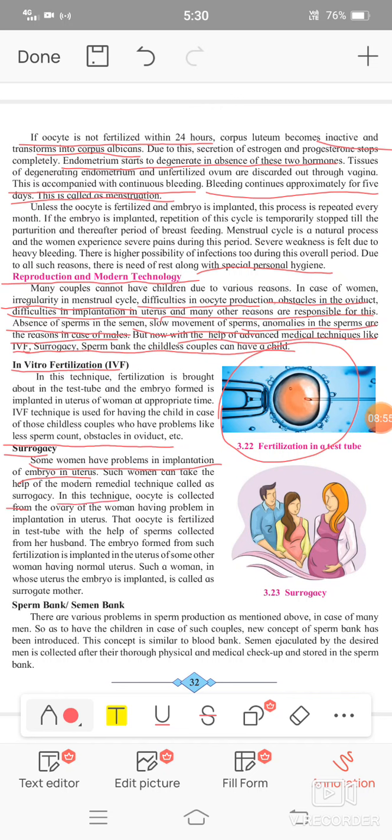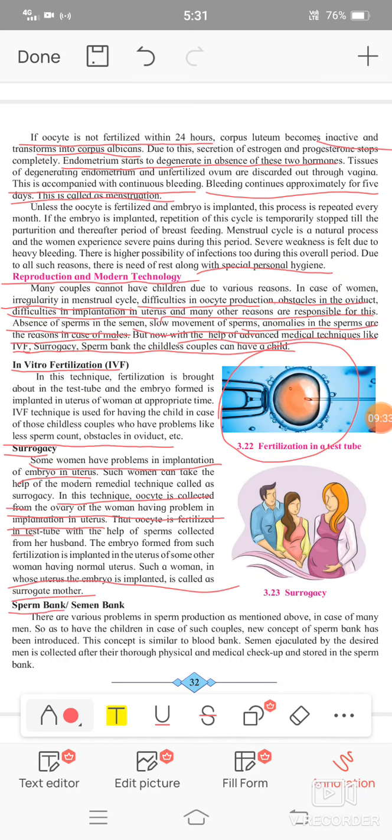In this technique, the oocyte is collected from the ovary of the woman having the problem and, after fertilization in the test tube as in IVF, the embryo is implanted in the uterus of another woman, who is called a surrogate mother. Surrogate mother च्या बॉडी मध्ये ते इम्प्लांट केलं जातं, embryo after fertilization. This surrogacy technique is also based on in vitro fertilization, IVF.